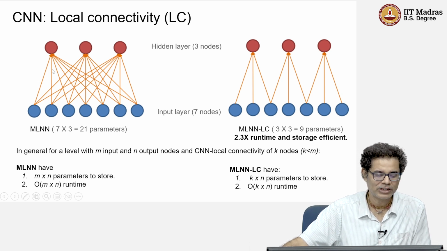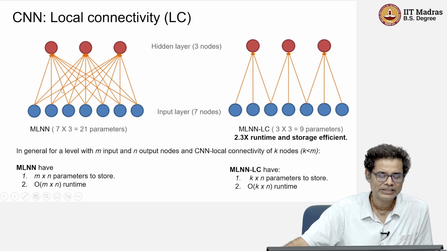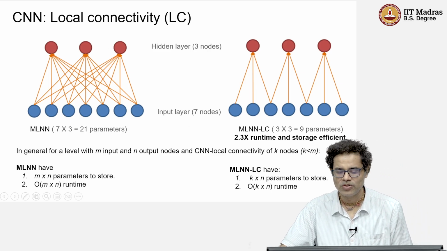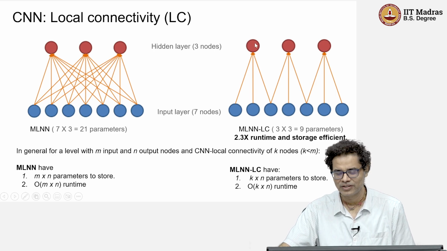Parameters come from W1, W2 like that. So there are 7 parameters for just this node, and similarly for this and this, so there are 21 parameters. On the other hand, local connectivity means that 3 nodes are connected to only this node, the next 3 nodes are connected to the middle, and the last 3 nodes are connected to the last.